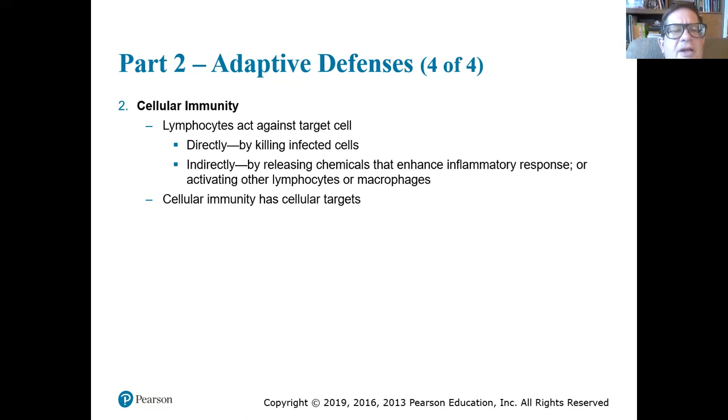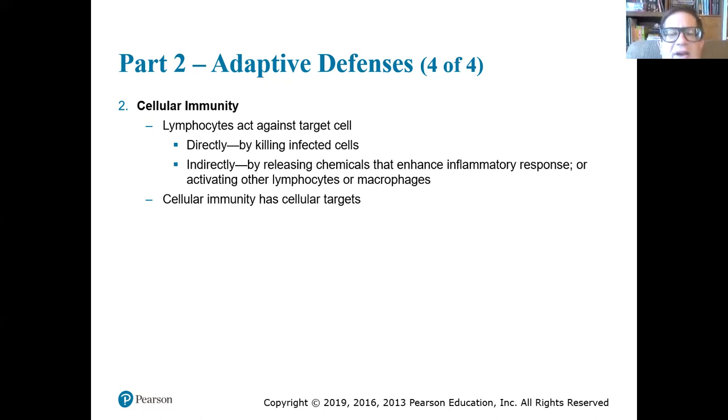Cellular immunity is lymphocytes that are going to attack. They can do it directly by killing infected cells. They can do it indirectly by releasing chemicals that ramp up the inflammation, or activate other lymphocytes and other macrophages.